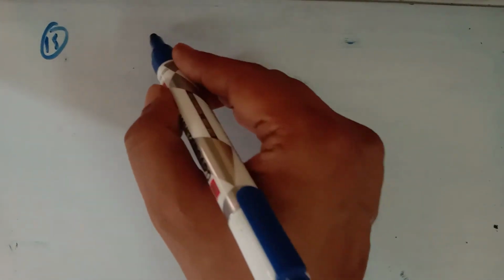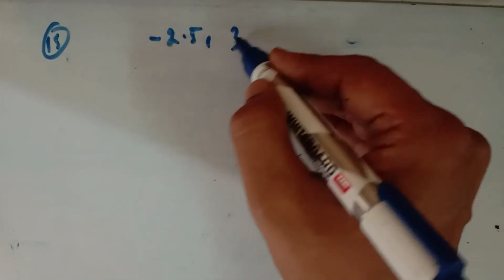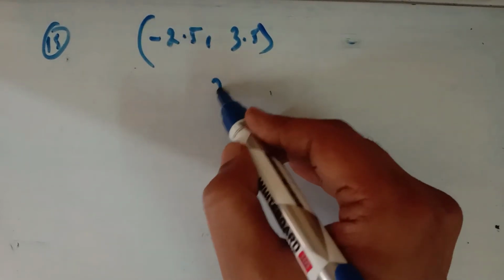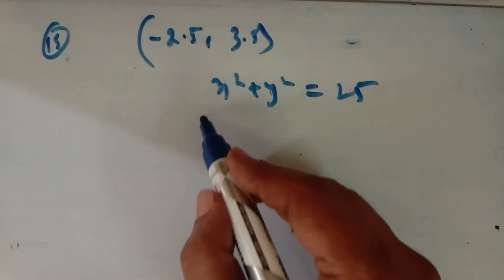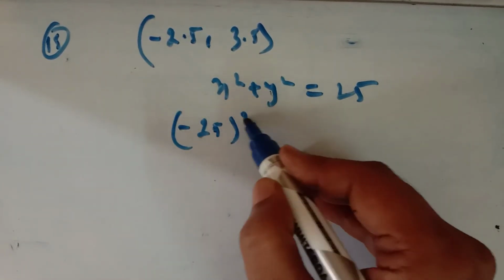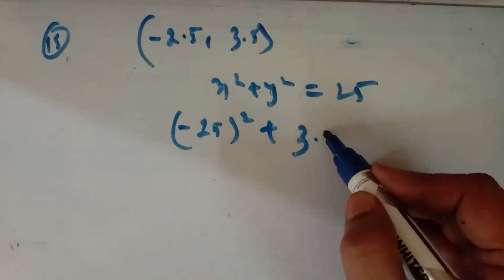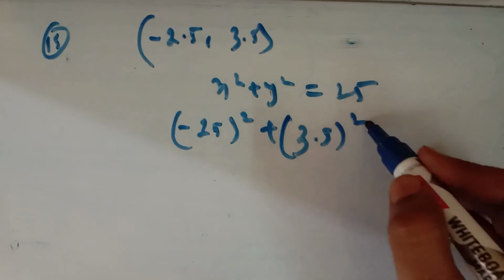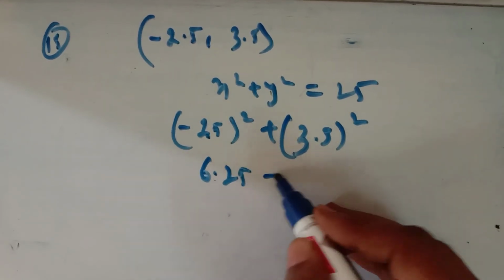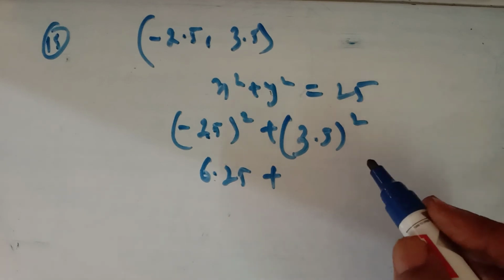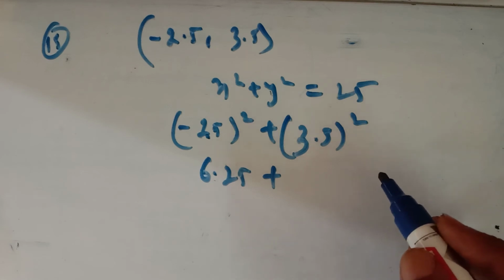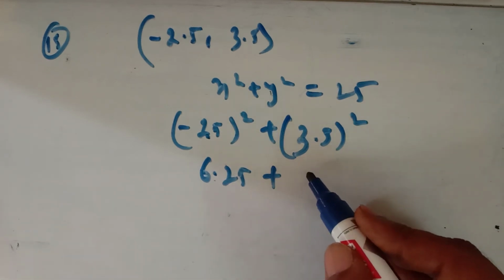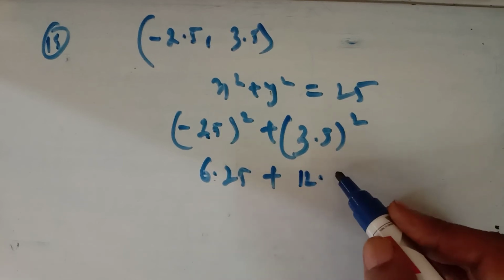In question number 15 of this exercise, you have to find whether the point minus 2.5, 3.5 is lying outside this circle or lying inside this circle or lying on the circle. So if we put the value of x as minus 2.5, y as 3.5, whole square, if it is coming out to be equal to 25, it means that this point is lying on the circle. Otherwise it will not lie on the circle.